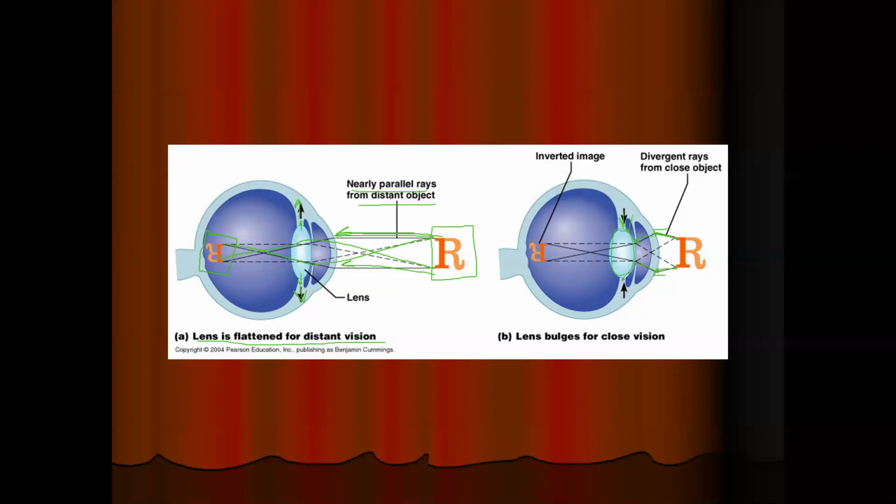So I'm going to contract the ciliary muscle, which is going to loosen the suspensory ligaments, and that allows the lens to go back to its original shape. But you're scrunching it up, so your ciliary muscles have to contract in order for this to happen. Again, the image will still be inverted. So the lens will bulge for close vision. We'll talk more about that bulging in just a second.